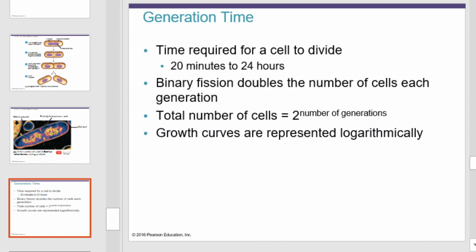So if you started off with 5 cells and those 5 cells went through 5 generations of reproduction, you're going to take 2, raise it to the 5th power, multiply that answer times 5, and that will tell you how many cells you're going to have after all of the division has been completed.